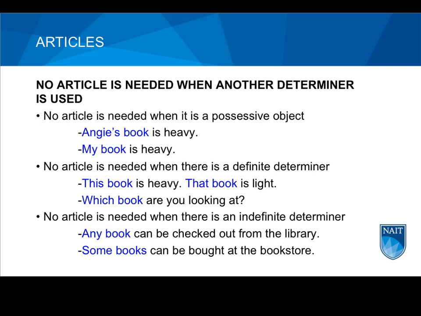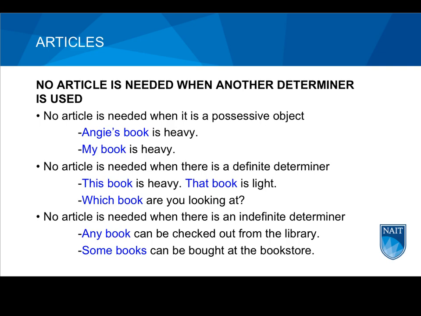We also do not need any article if there's another determiner used before that noun. So for example, if the noun is a possessive object, we do not need an article. In the sentence, "Angie's book is heavy," the noun is book, and we know it belongs to Angie. It's a possessive object of Angie's. Book is a singular, countable, definite noun in the sentence. We know which specific book it is, but it belongs to Angie. So it's a possessive object, and we don't need any article.